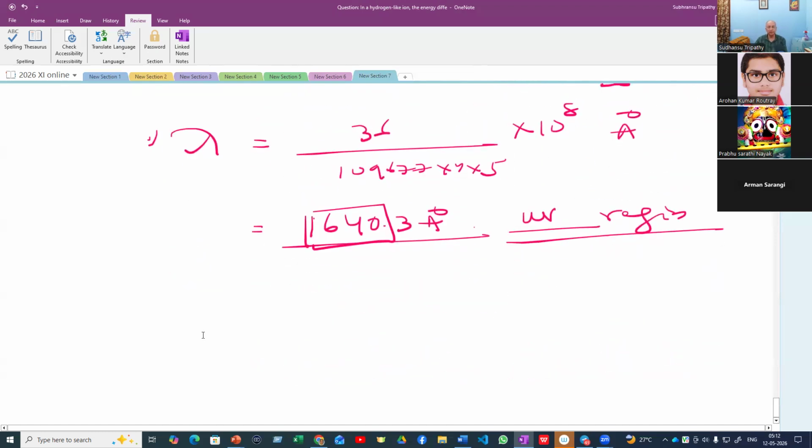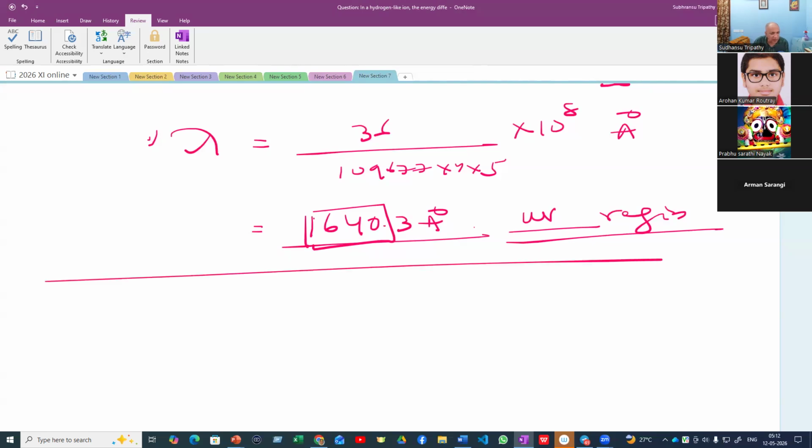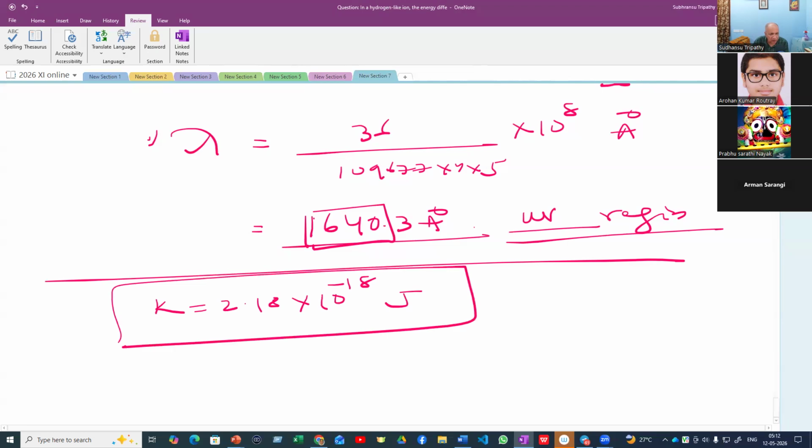Okay. Now, I think we have done sufficient justice to this spectrum. Now, before we go on, a bit of revision for the derivation part of the energy equation, which we have not done. Only the radius, up to radius we have done. Let me ask you, in terms of K, 2.18 into 10 to the power minus 18 joule per atom. You answer this.